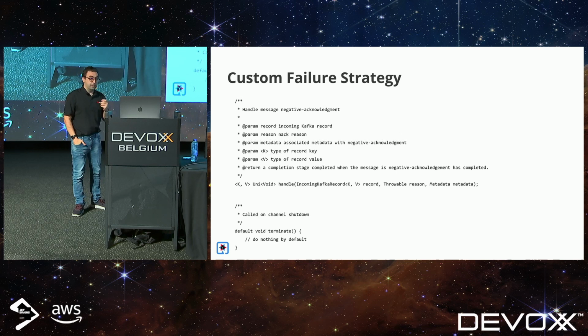You can write your own custom failure strategy, so there are only 2 methods to implement. First, handle, the second one, terminate, which is called when we terminate.